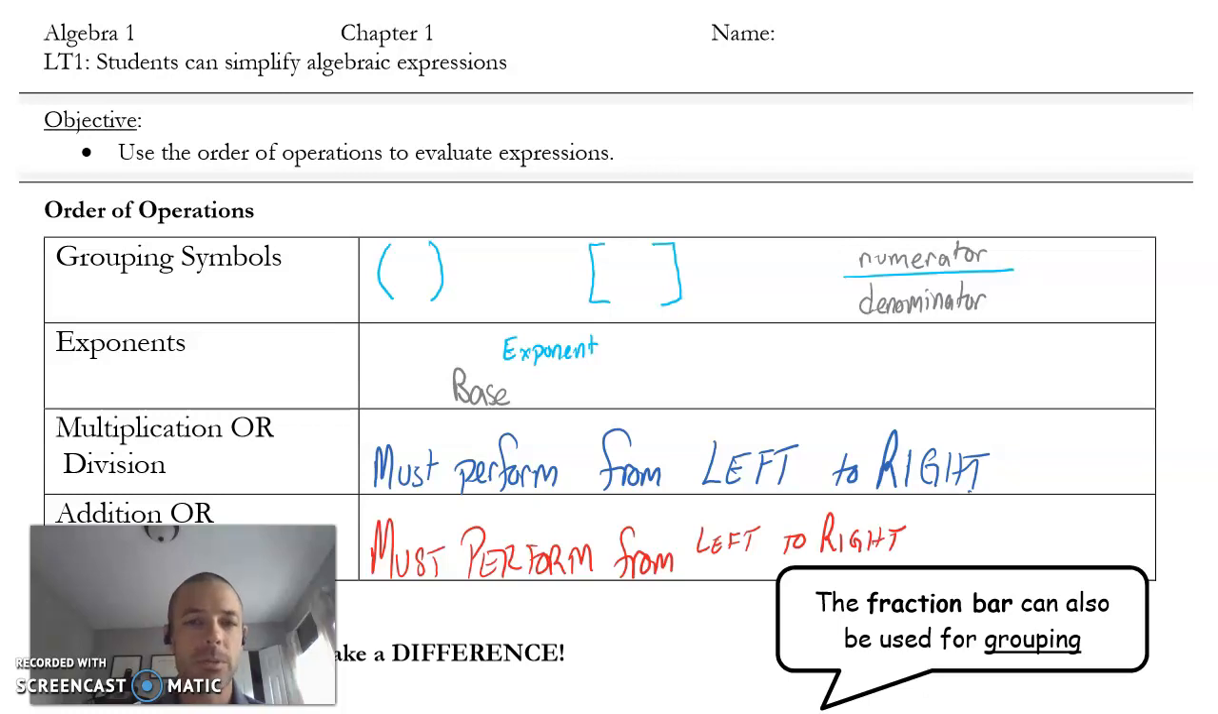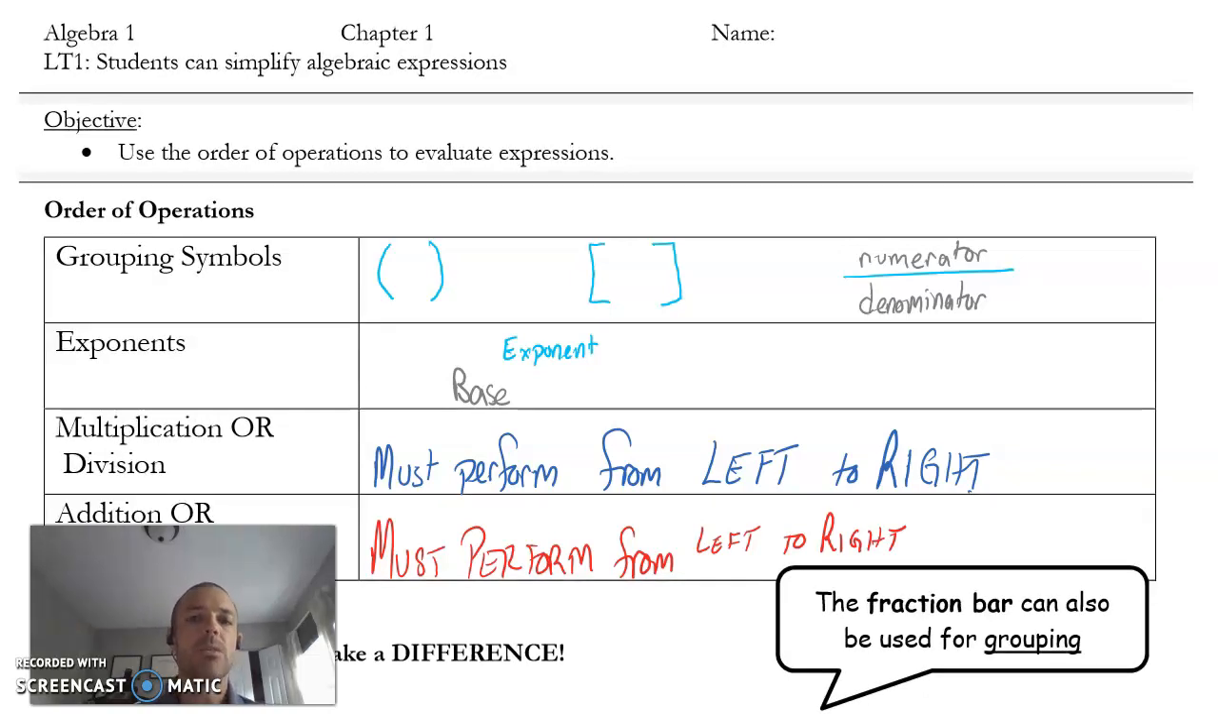Today we are going to go over some order of operations. Hopefully we've been exposed to a lot of this already. I know some of you absolutely have because we've done it in class. But we're going to do a little bit of review and a little bit of practice with order of operations. This is all still part of our Learning Target 1, where you are simplifying algebraic expressions.